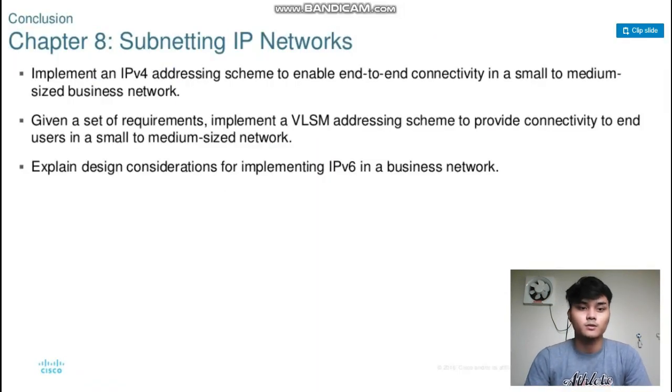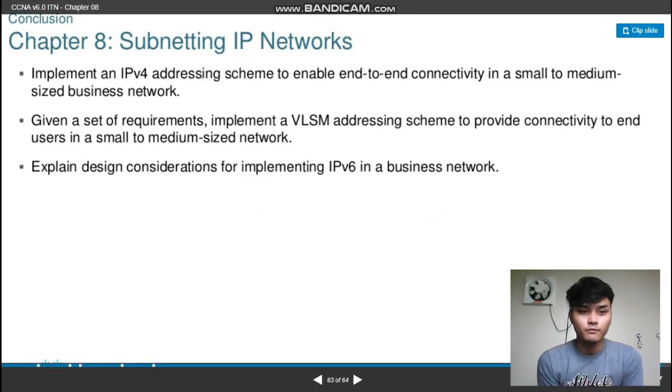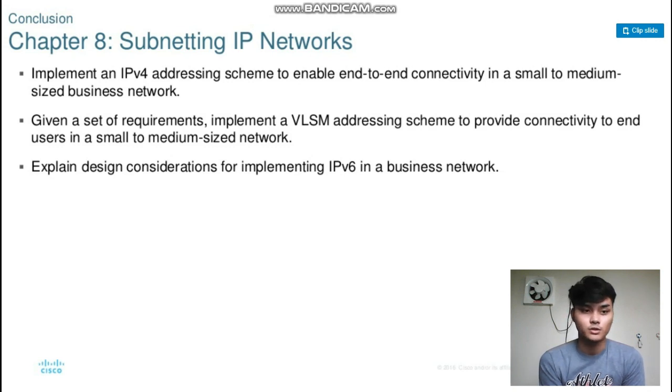So here's the Chapter 8 summary. Subnetting IP networks: implement an IPv4 addressing scheme to enable end-to-end connectivity in a small to medium-sized business network. Given a set of requirements, implement a VLSM addressing scheme to provide connectivity to end users in a small to medium-sized network. Explain design considerations for implementing IPv6 in a business network. So, in this chapter summary, you have to implement VLSM to connect the end devices or users properly.